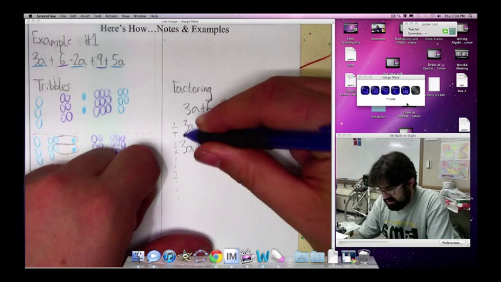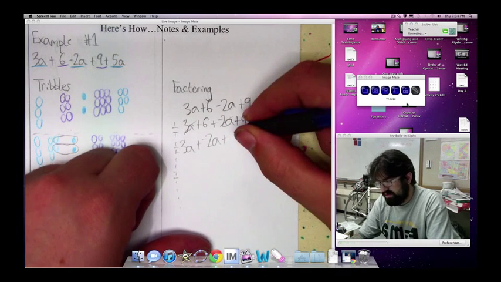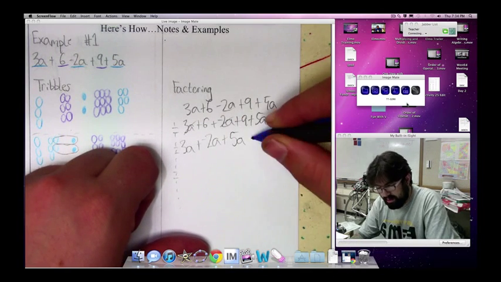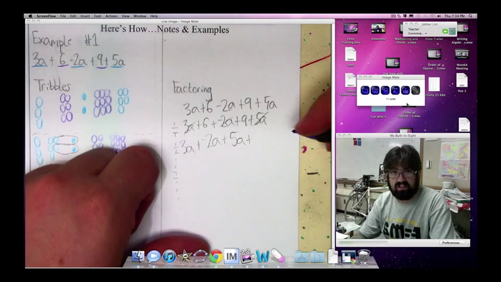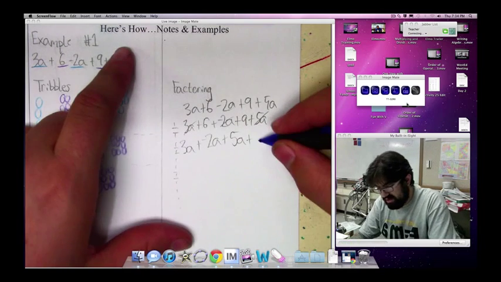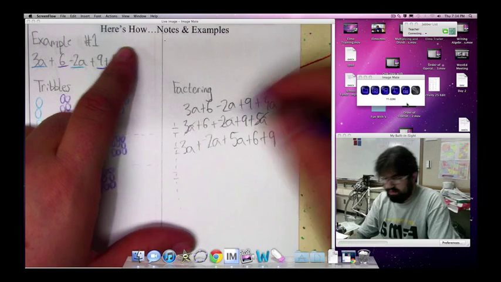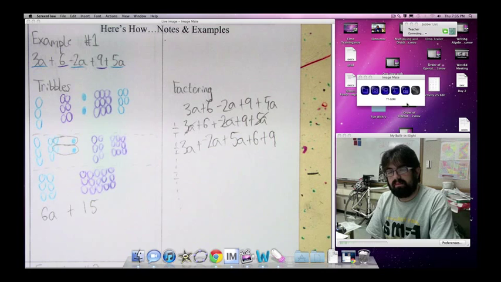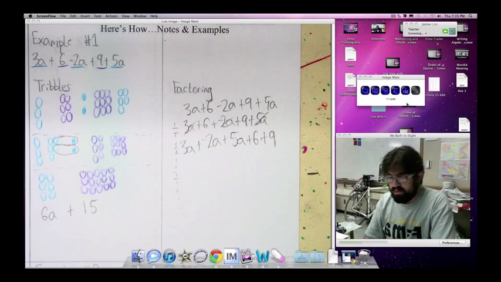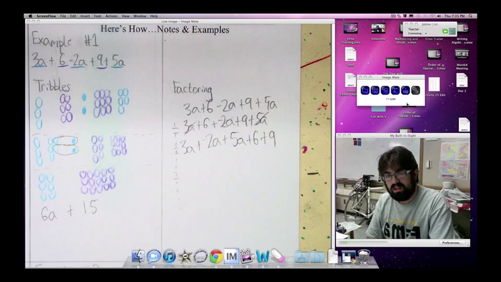Plus, so I got this one, oh, that's the last one left, 5a. Plus, now my constants, all the variables are gone, 6 plus 9. Okay, so I've rearranged. Now I'm going to do my factoring, and I'm going to think.